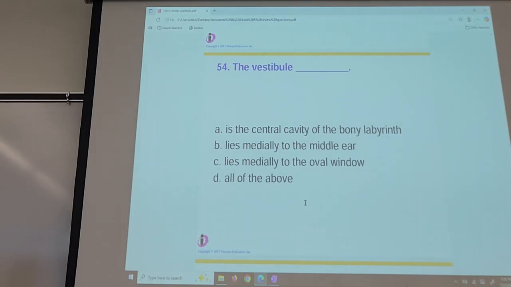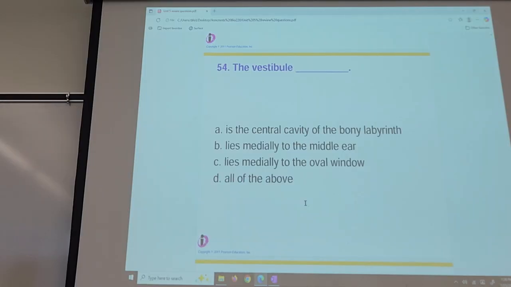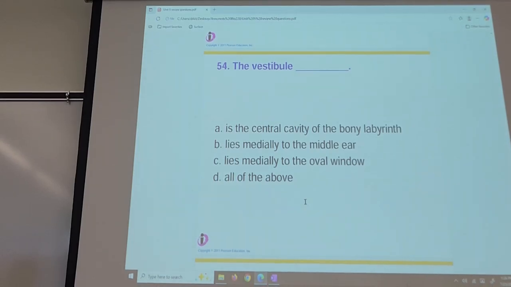Do I even like this question? Well, what do you guys think the answer is? D. Yeah, it is D. So it's in the middle of the bony labyrinth, it's smack dab in the middle of the cochlea and the semicircular canals. It does lie medially to the middle ear, right, because it's part of an extension of the cochlea, and it does lie medial to the oval window, so technically that's all correct, anatomically.